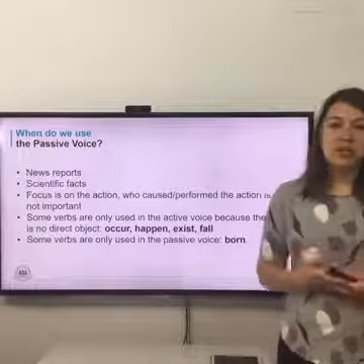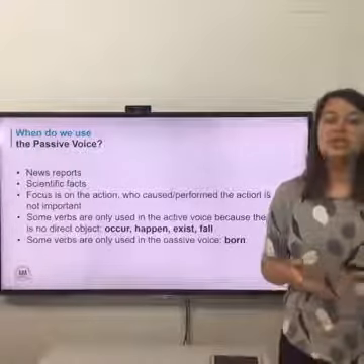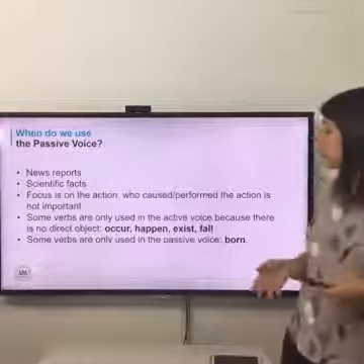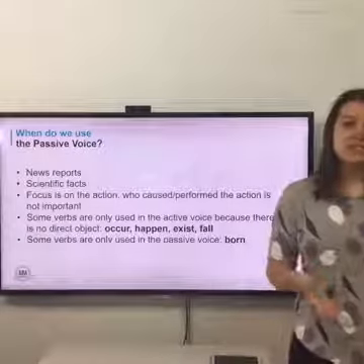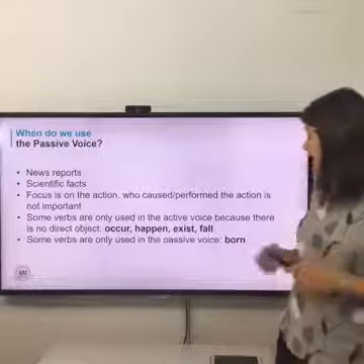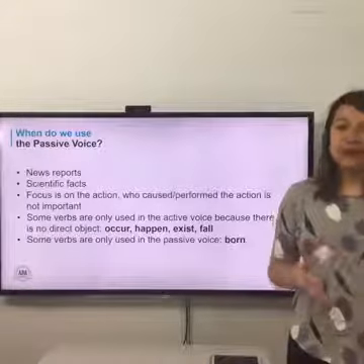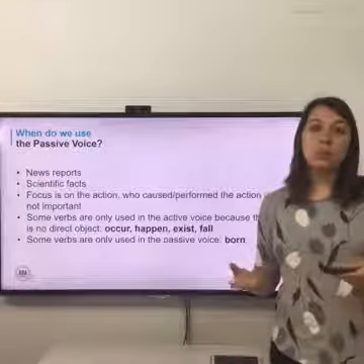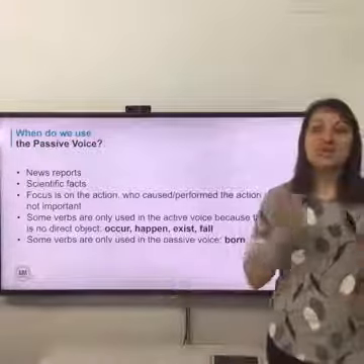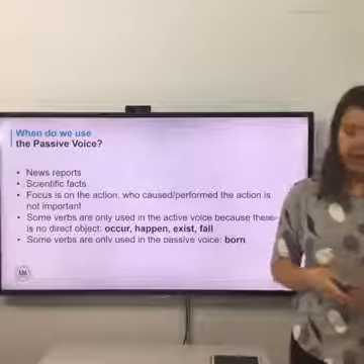Now, there are some verbs that can only be used in the active voice because they do not have an object. These are verbs like occur, happen, exist, and fall. On the other hand, some verbs like born, to be born, can only be used in the passive. For example, I was born in 1986. We cannot change this to the active voice, so this can only be used in the passive.